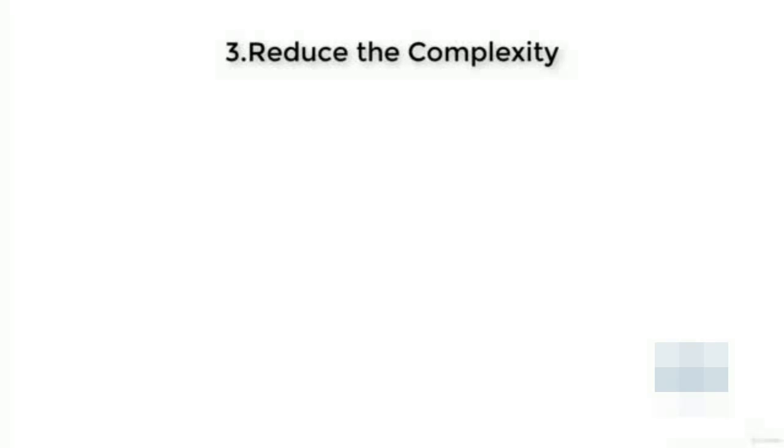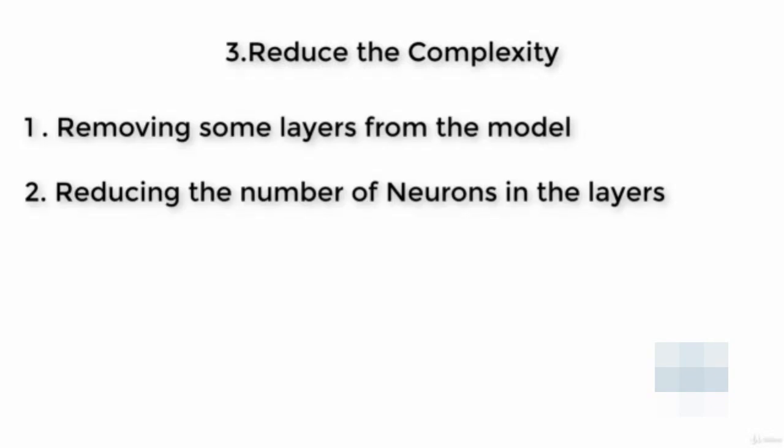Something else we can do to reduce overfitting is to reduce the complexity of our model. We could reduce complexity by simply making changes like removing some layers from the model or reducing the number of neurons in the layers. This may help our model generalize better to data it has not seen before.